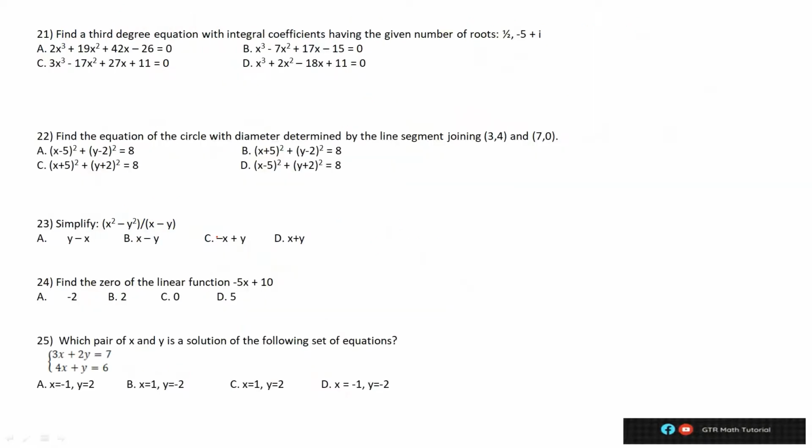Okay, so next, number 20. This is actually the last slide, 5 numbers. Find a third degree equation with integral coefficients, meaning integers, having the given roots, 1/2 and -5 plus i. Third degree, so all our choices are x cubed. When we have an imaginary number, our roots are 1/2 and -5 plus i.